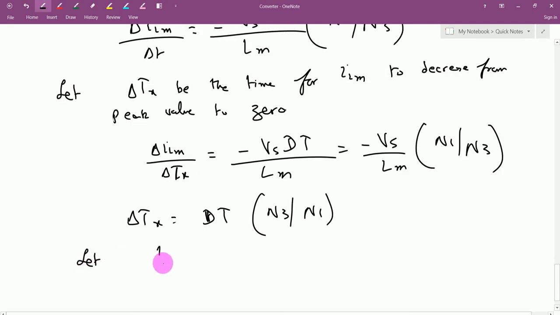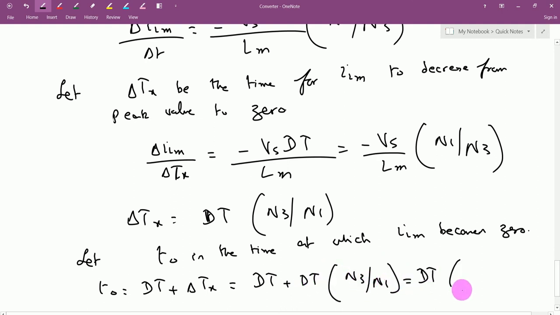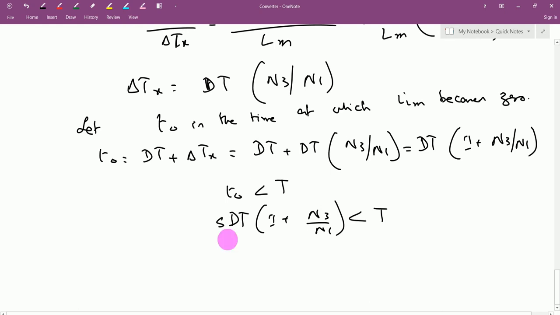Now if I let T naught be the time at which ILm becomes zero, then T naught is equal to dt plus delta Tx, that is dt plus dt times N3 over N1, and that is dt times (1 plus N3 over N1). The current must reach zero before the next cycle. Therefore, this T naught is always less than this T. So dT times (1 plus N3 over N1) should be less than the total time T, which gives D times (1 plus N3 over N1) is less than or equal to 1.